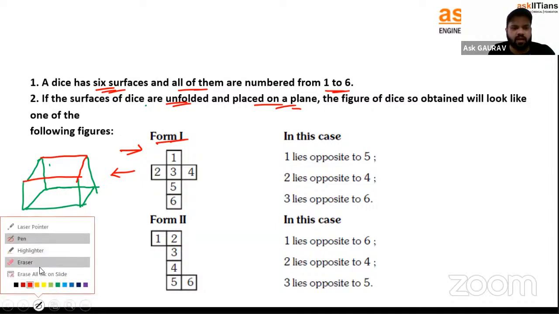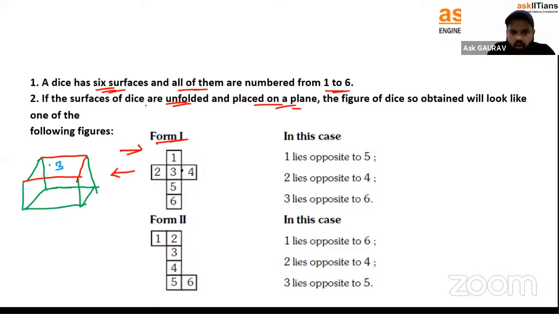Let's say this is your dice, right? If 3 is on the top, then if you just hold it, 2 will be on this surface and 4 will be on this surface. 1 is at the back, 5 is at the front, and 6 is at the bottom.